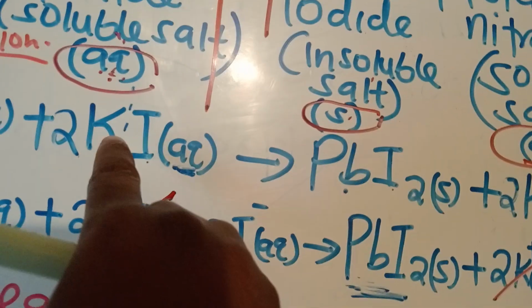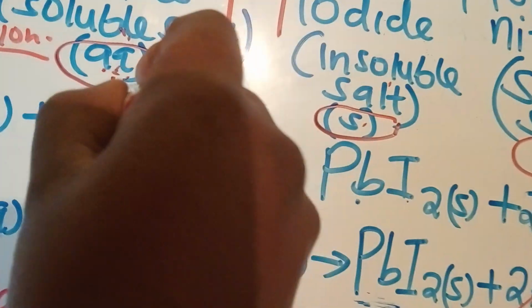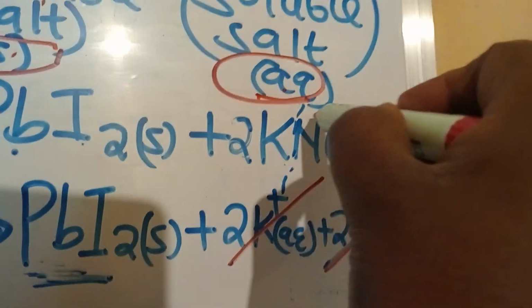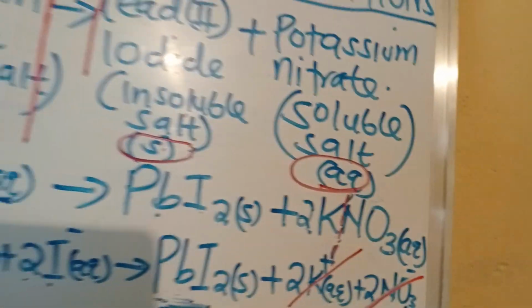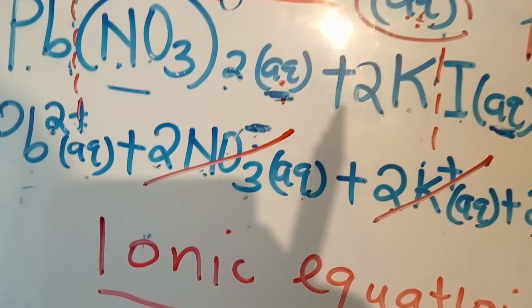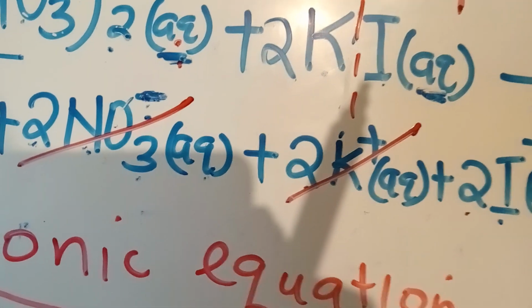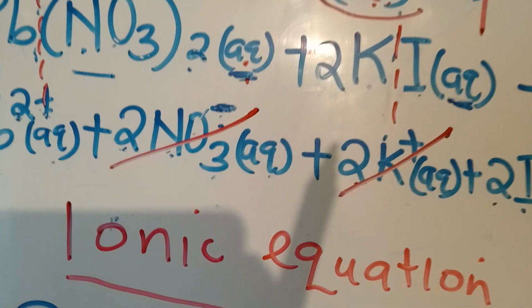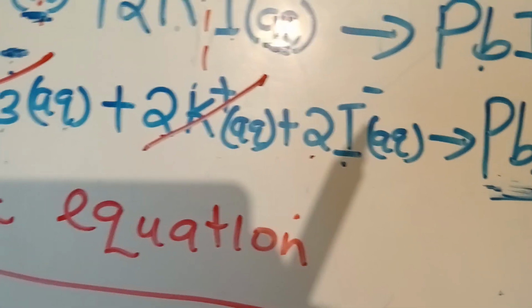So here we do not have one. It was a way of showing you how you will break them, the line where you should break them. Here you are breaking them from there. So then you indicate each one of the ions with the correct charge. Then finally you cancel the spectator ions, those that have not changed.